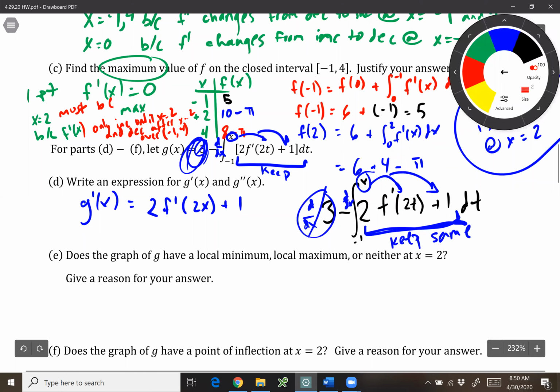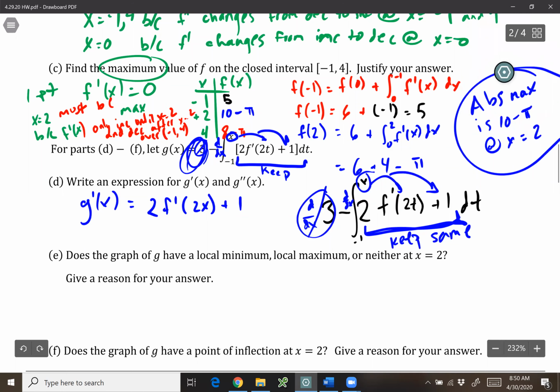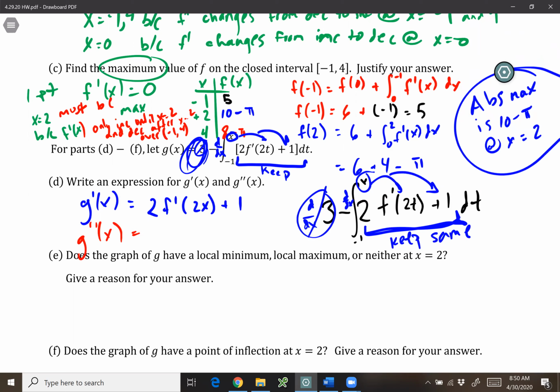Now for g double prime, we will be getting rid of the 1, because now for g double prime of x, we take the derivative of each part. So the derivative of 2f prime of 2x will become 2f double prime of 2x times 2. And then the 1 goes away. If you wrote that as 4f double prime of x, that's okay also.